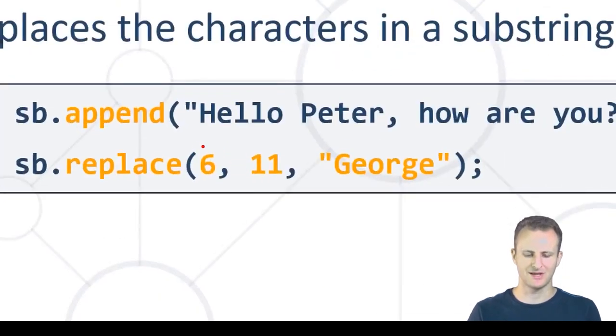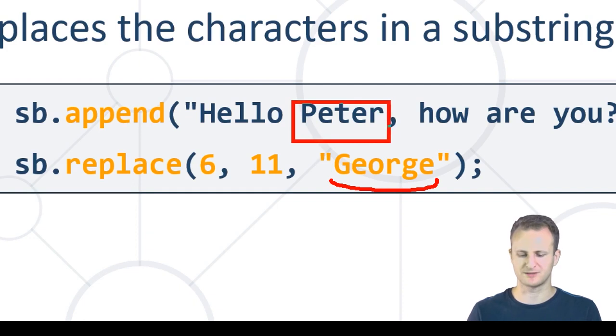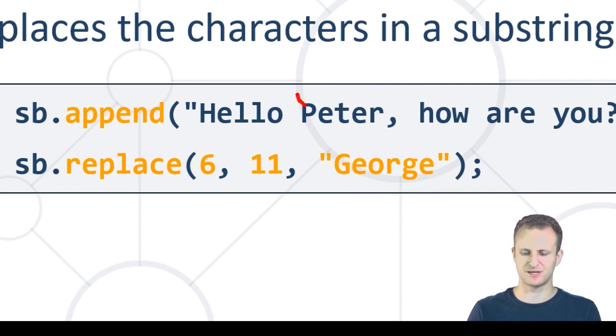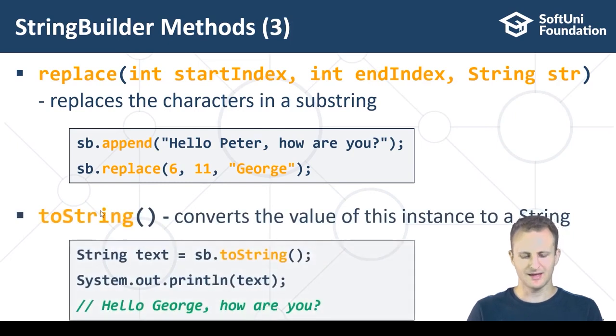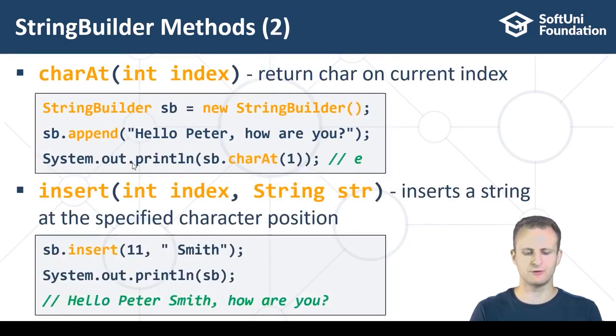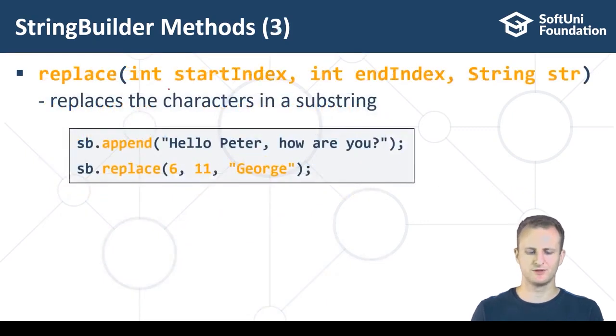For example, if you have a string builder with this string in it, and you replace symbols from 6 to 11 with George, it's going to replace Peter with George. So it's going to delete all these characters and then insert George at this position and move everything to the right. So it's basically a remove operation followed by an insert operation. Okay, and of course toString does the converting back into a string. So again, the methods are very similar to the ones you have for string, with the difference that replace can't replace by a given string.